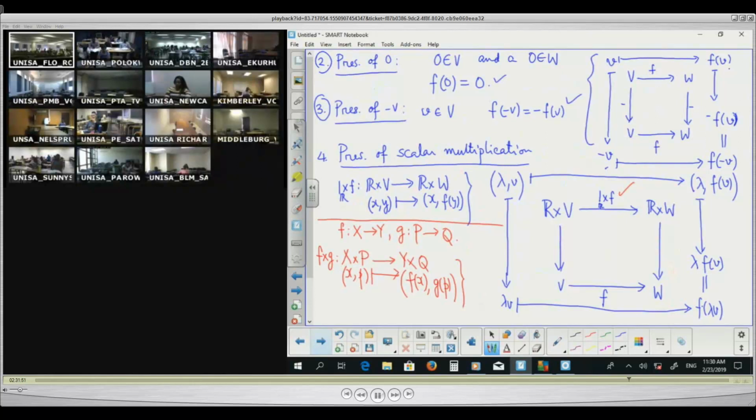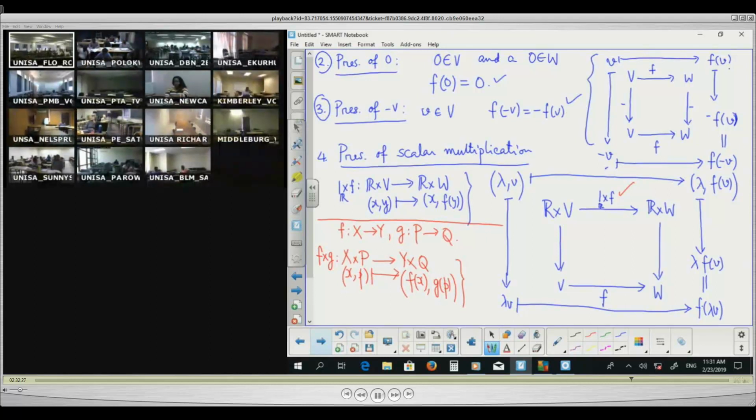What do I mean by this? See, this diagram has 4 nodes and some arrows. So whenever you take a path by an arrow, between 2 nodes, say R cross V and W, there are 2 paths. One, the top horizontal and vertical, or the left vertical and the bottom horizontal. When I say that this diagram commutes, I mean to say that if you take any 2 paths between any 2 nodes, those 2 paths are equal.